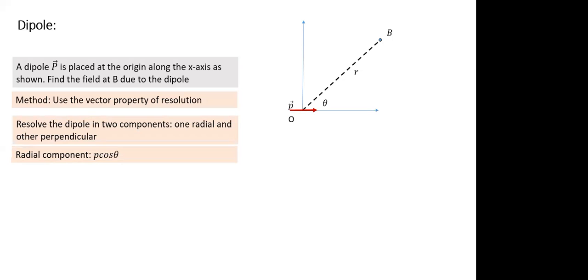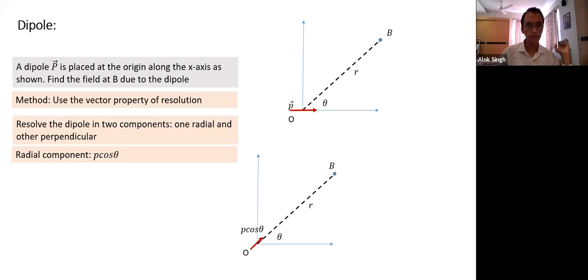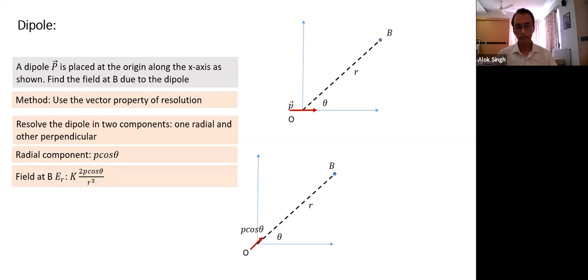So let's calculate both things separately. Radial component P cos theta. This is what the figure will look like. This is easy enough for us to calculate. What is the field here? K times twice the dipole moment divided by the cube of the distance, along the same direction. We know that one. We can easily find the field at B. The radial component of the field, E_r, is K into twice P cos theta divided by r cube. Which direction? This is the direction.